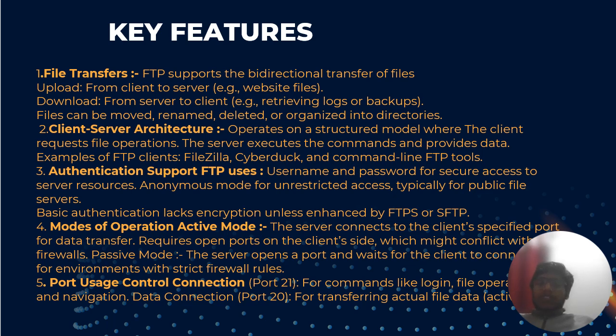Modes of operation. Active mode: the server connects to the client's specified port for data transfer, which requires open ports on the client side and can conflict with firewalls. Passive mode: the server opens a port and waits for the client to connect, which suits environments with strict firewall rules. Port usage. The control connection would be port 21 for commands like login, file operation, and navigation. The data connection would be port 20 for transferring actual file data.